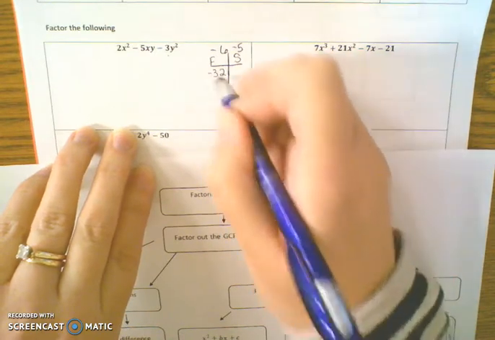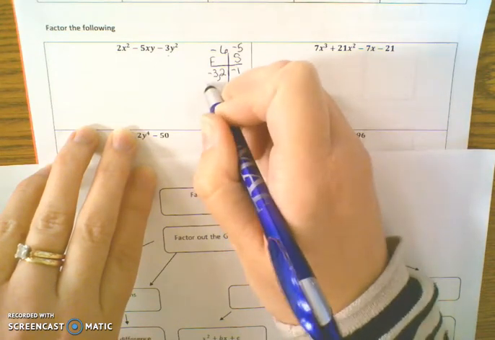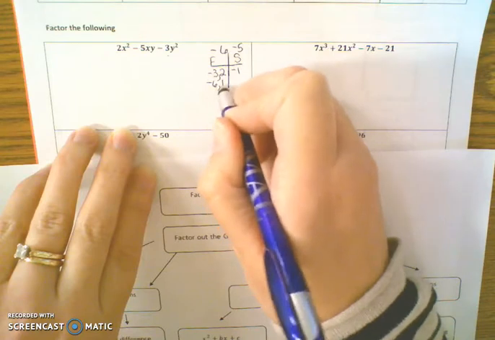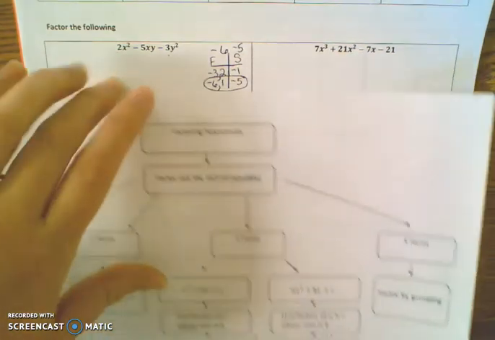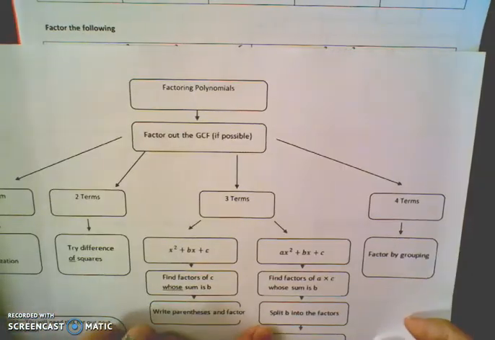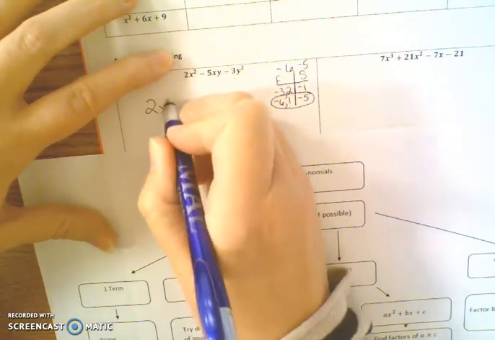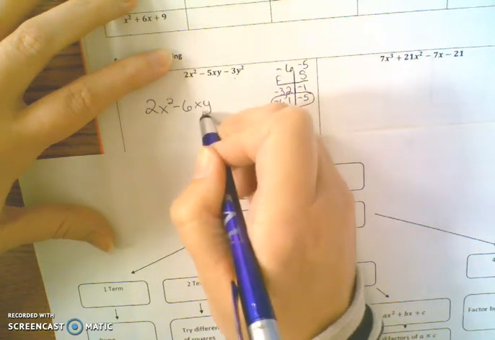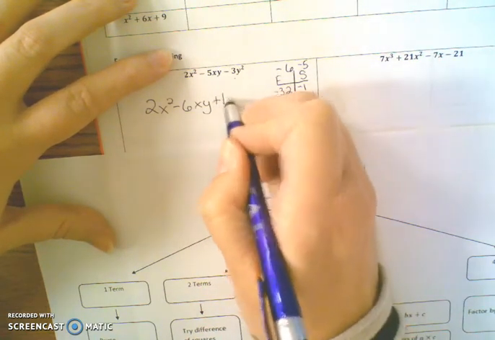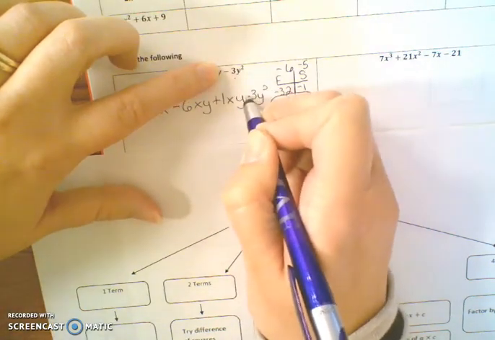So factors of -6, I'm thinking -3 and 2, and if I add those together, that gives me -1. However, if I have -6 and 1, if I add those together, I'm going to get -5. So then my next step, I'm going to split b into the factors and rewrite it. So now I have 2x squared minus 6xy plus 1xy, and then I'm rewriting this, negative 3y squared.